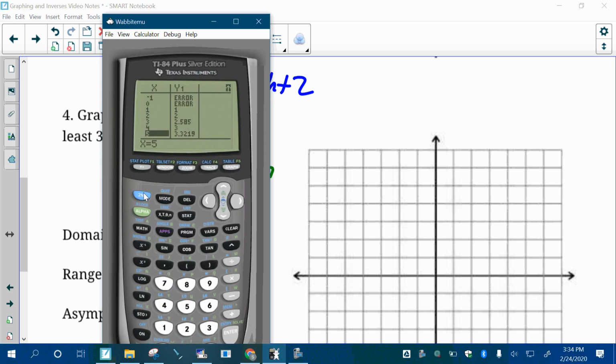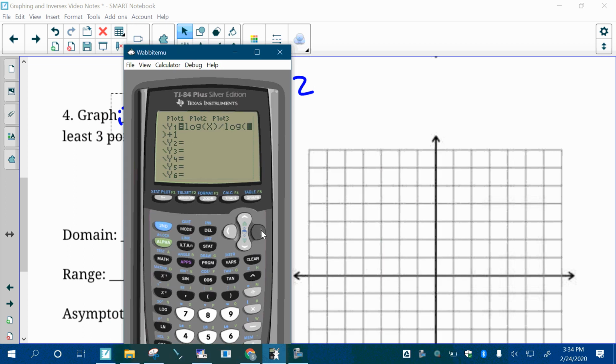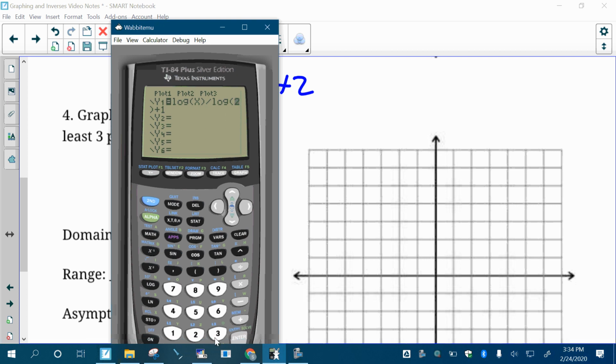Type it in again. I have to type this in a little weird. I have to type log of x minus 2 divided by log of 3. Okay. Again, yours should be easier to type in if you have a newer calculator. Otherwise, it's kind of annoying. And I can talk to you more about it in class if you have an old school calculator like mine. Okay, I'm going to hit it. You notice it is shifted right 2. But again, it's giving us an incomplete picture because our calculators are too old school.